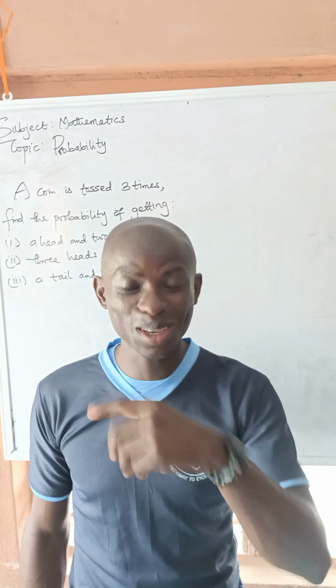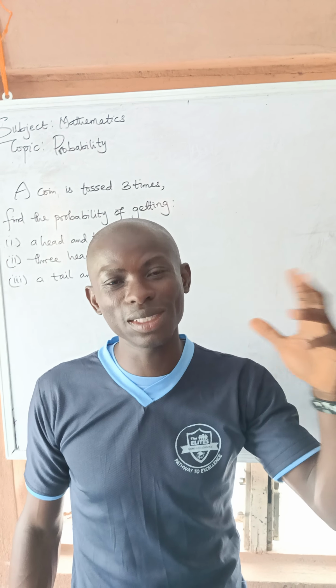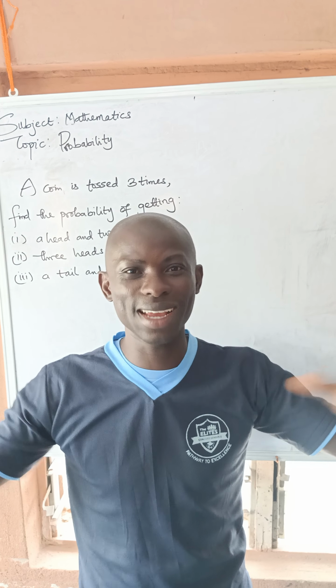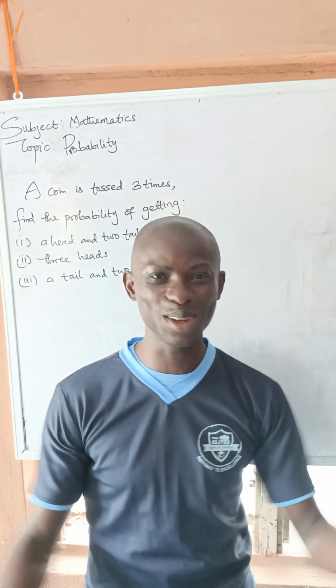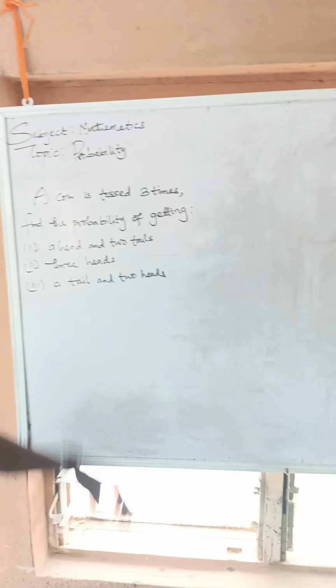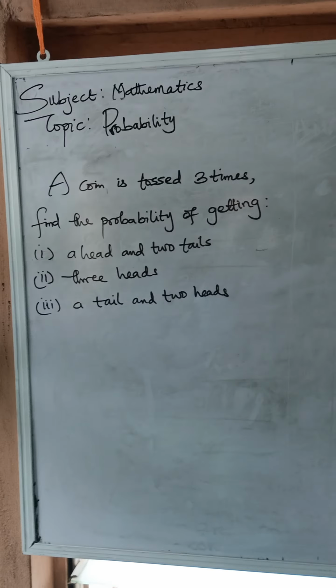Today we are going to discuss probability, and we are majoring on what is called tree probability, where you see the particular diagram being drawn like a tree. So that's what we are going to focus on today. So let's start. This is the question we are going to tackle today.